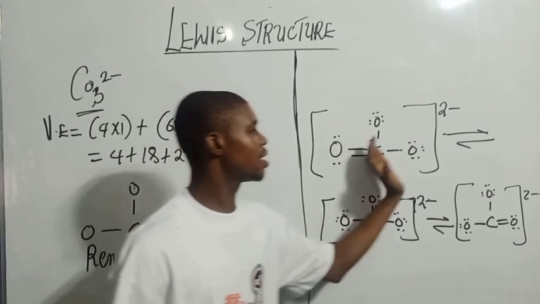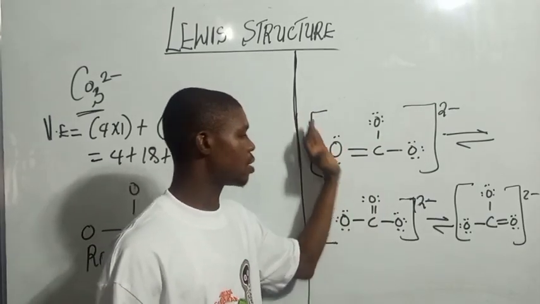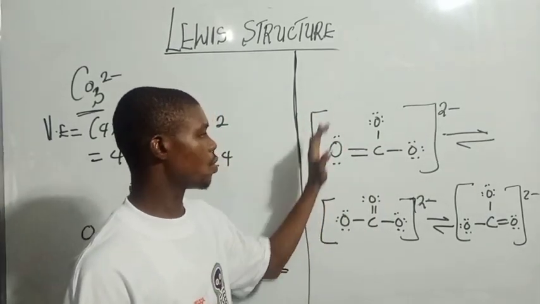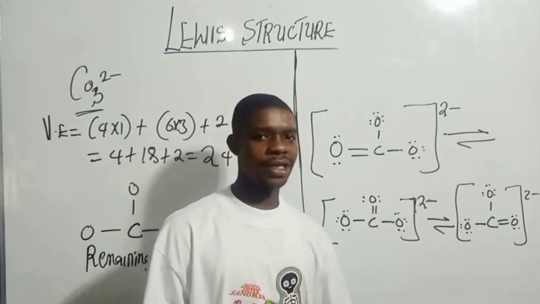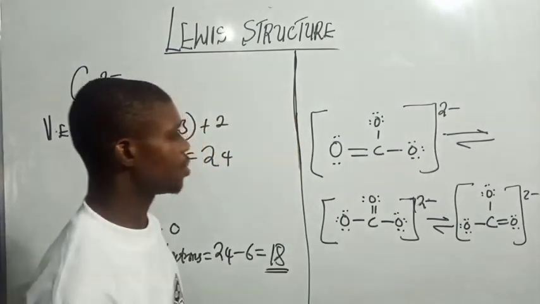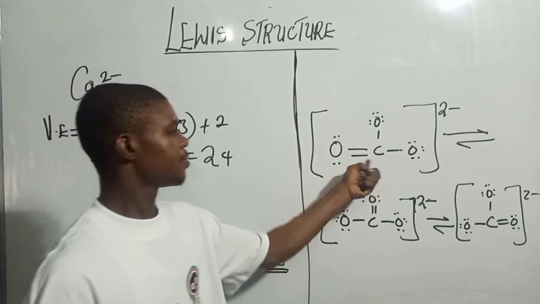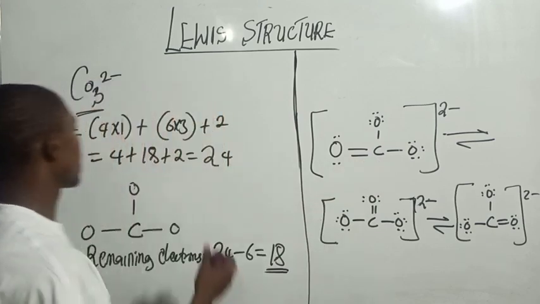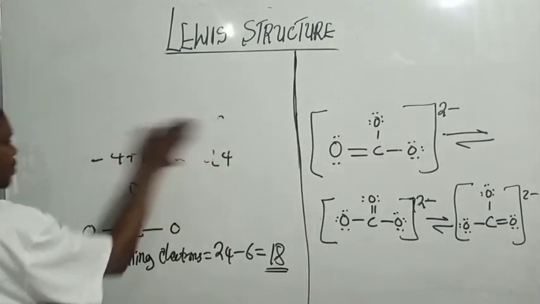Here we have 3. Here we have how many Lewis structures? 1, 2. So how many resonance structures? 1, 2, 3. 3 resonance structures. So the next thing we want to do here is to calculate the formal charge. How do you calculate the formal charge?